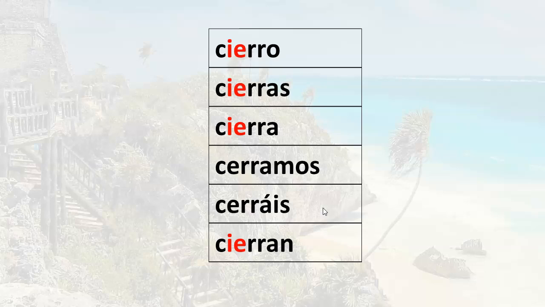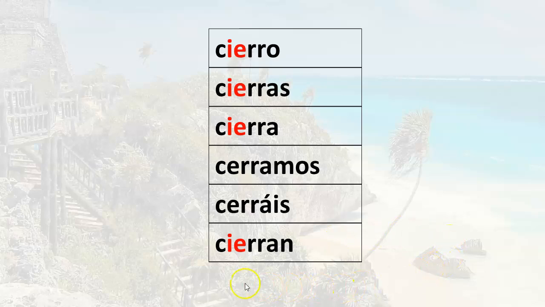So you close, you do close, you are closing. And then finally, cierran. Ustedes cierran, you close, remember that's the plural you. You close, you do close, you are closing. Or ellos or ellas cierran, they close, they do close, they are closing.